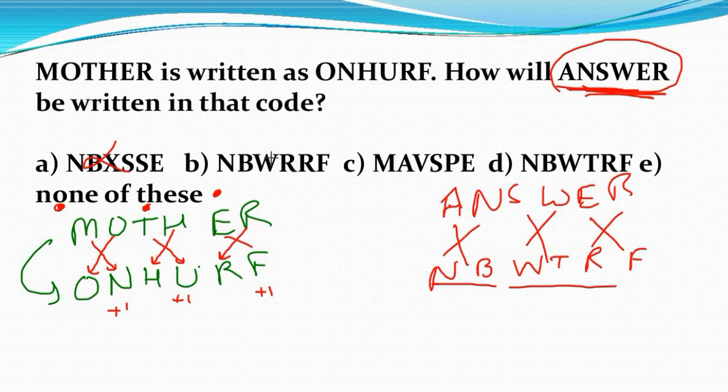NBWT, this is not the answer. MBWT and RF, this is the final answer. It means option number D will be the correct answer for this question.